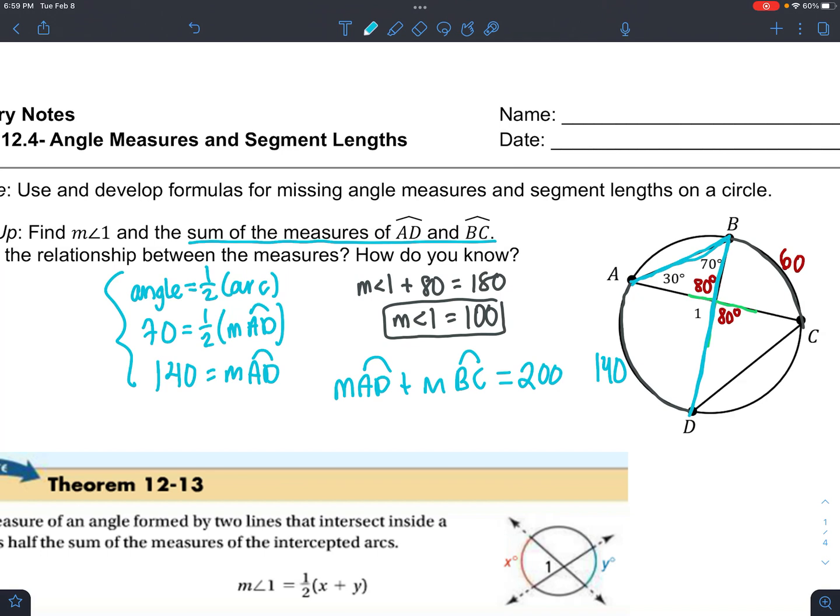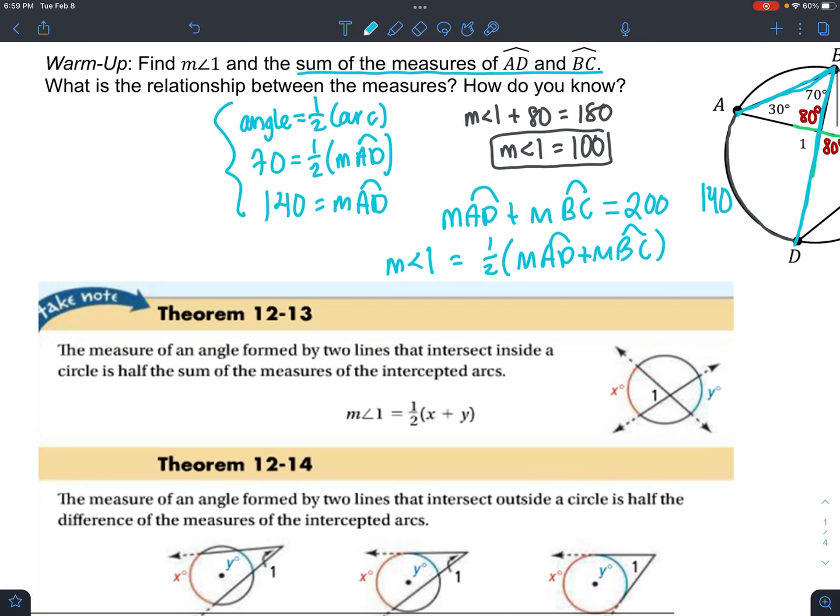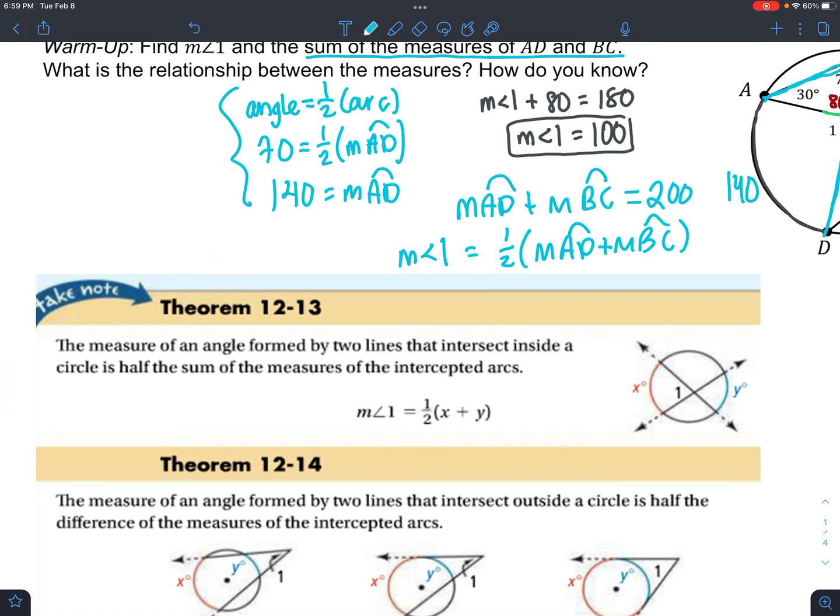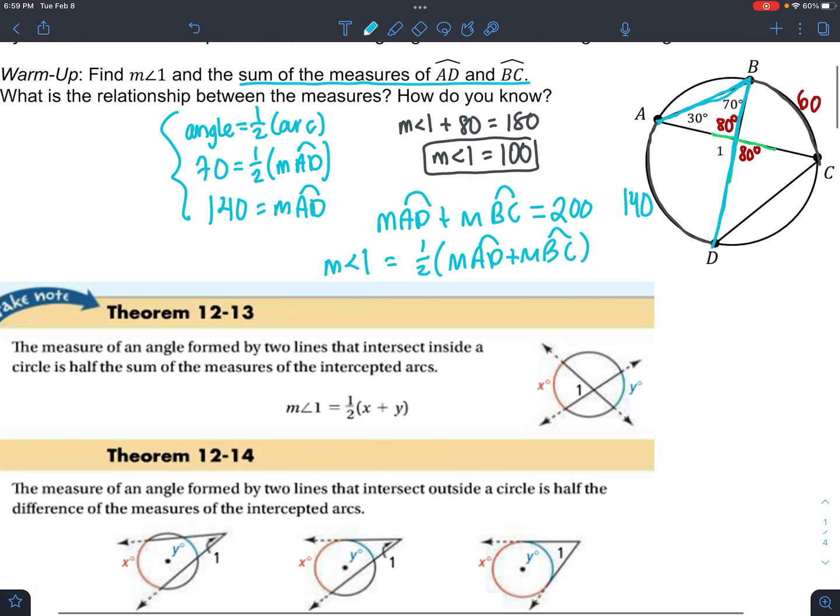So the big formula that we want to create from this is to say, hey, 100 is half of 200. Is that a coincidence? The measure of angle 1 is 1/2 of the sum of these two arcs. Might be a coincidence. It definitely could be. But in fact, it's not. So we have our first theorem that says, if you want to find the measure of angle 1, no matter where that point is in the circle, it doesn't have to be in the center, the measure of angle 1 is the average of x and y. The way I remember this one is 1/2 the front plus the back.